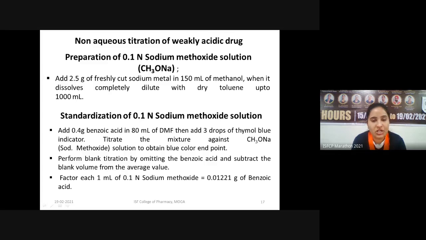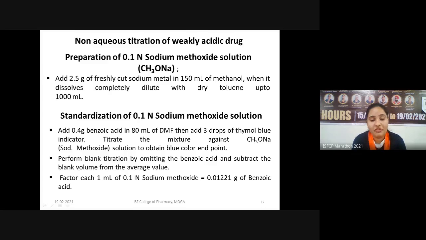We will be performing the blank titration by skipping benzoic acid. We will not be adding benzoic acid in the blank titration. Perform the blank titration by omitting the benzoic acid, and then the volume of the sodium methoxide used in the first step and the volume used in the second step, we are going to subtract, and by the volume difference we can calculate the accurate strength of the sodium methoxide solution.